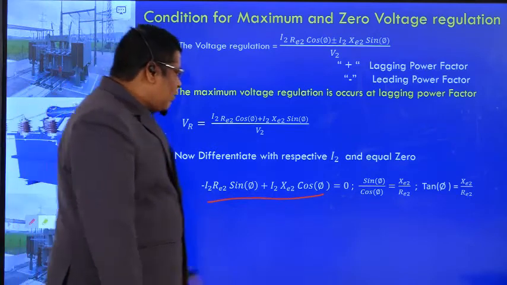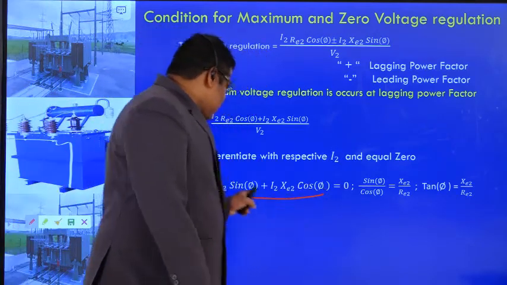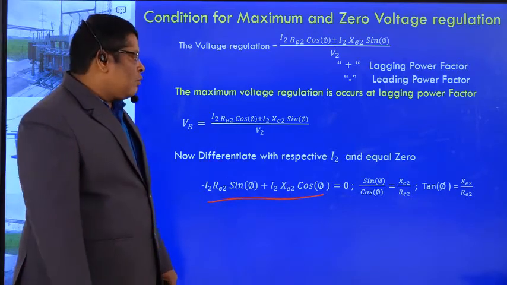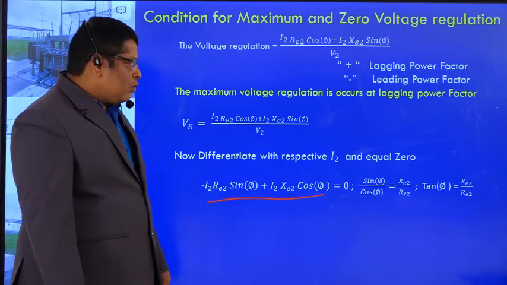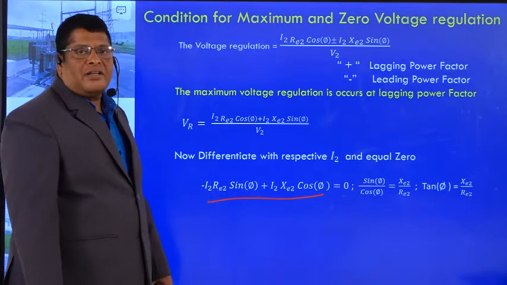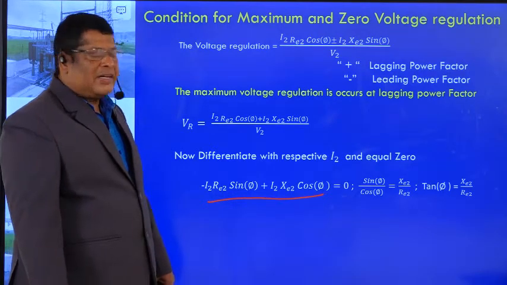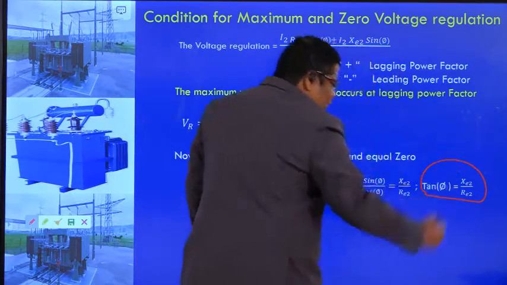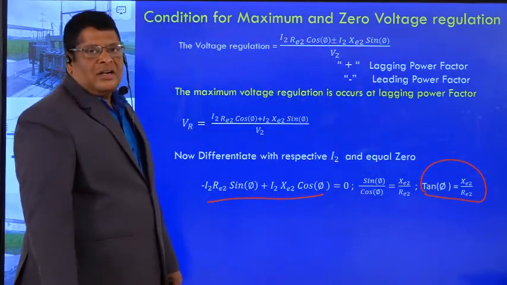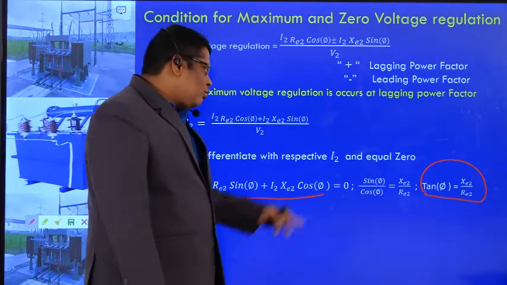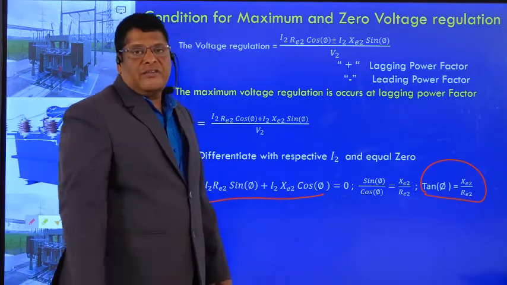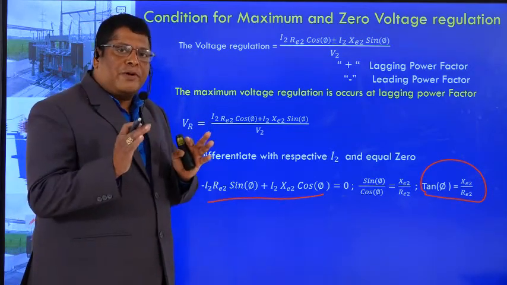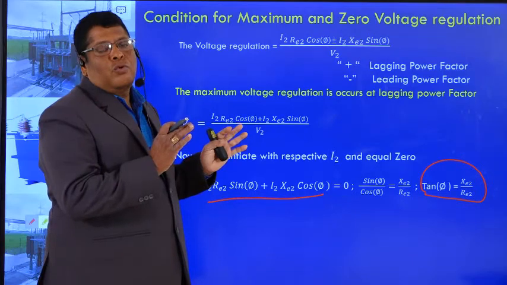Now you find the value of sin theta by cos theta. Simplify this expression: sin theta by cos theta is equal to Xe2 by Re2. We are getting sin phi by cos phi, which is nothing but tan phi. Once you know the value of tan phi equal to Xe2 by Re2, then we can easily find out cos phi, nothing but the power factor corresponding to the maximum voltage regulation.